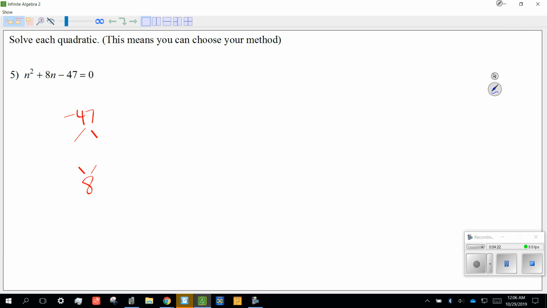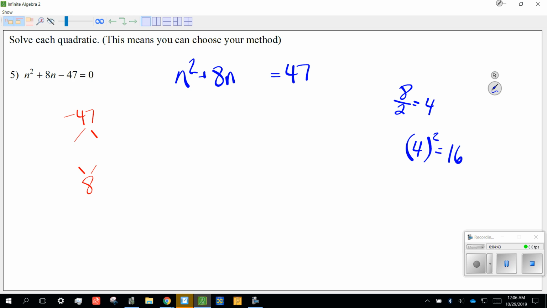Okay, so let's go. To complete the square, I'm going to first move that 47 to the other side. Alright, and then I need two things to complete this square. I need the middle term divided by 2, and I need the middle term divided by 2 squared. Okay, so I'm going to use that 16 and that 4. Alright, so what goes over here in the empty space? That's the b over 2 squared.